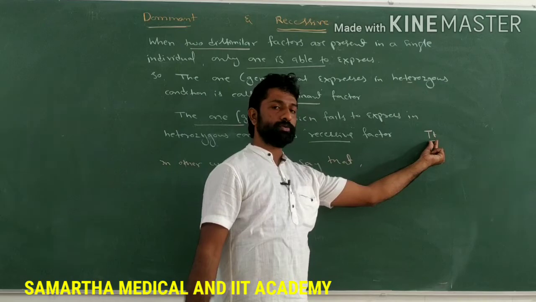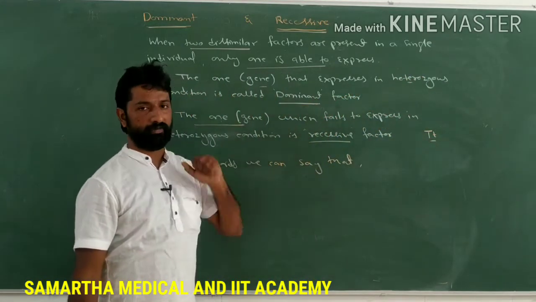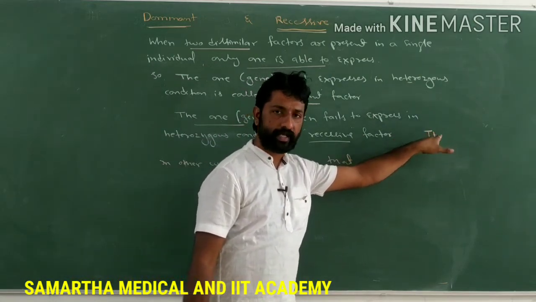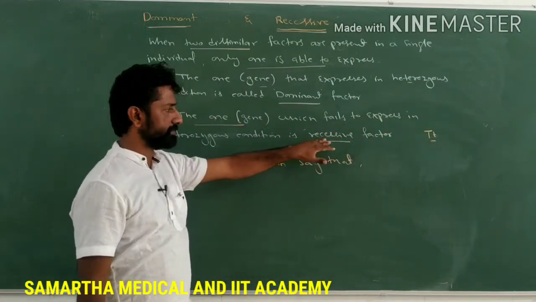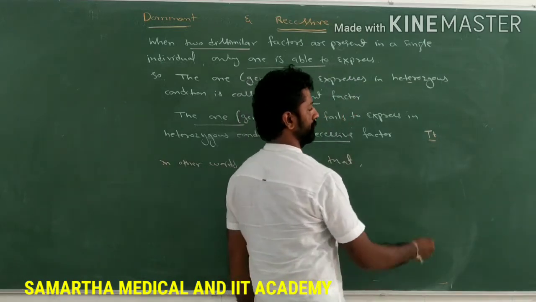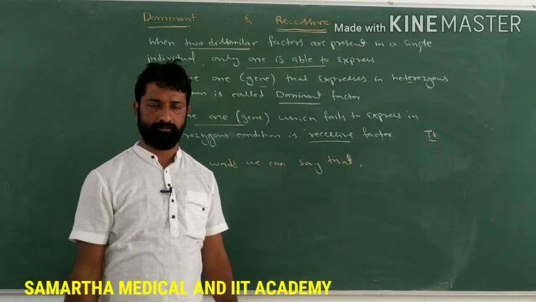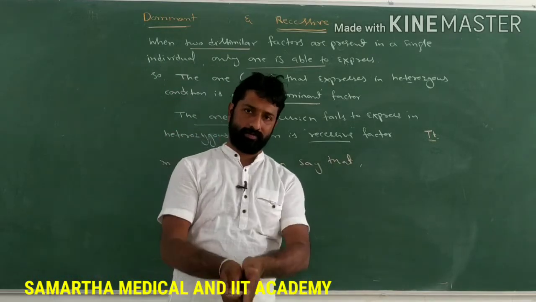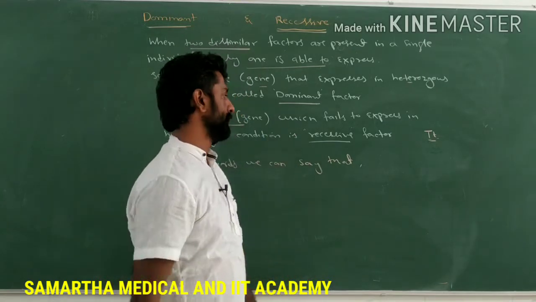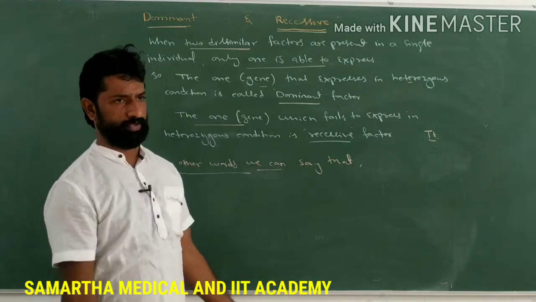In this way, the gene that gets expressed in the heterozygous condition we call the dominant gene or dominant factor. And the one which failed to express its character in heterozygous condition is called a recessive factor. So here the capital T denotes the dominant factor or dominant allele, and small t denotes the recessive factor. See, dominant and recessive can be applied to the heterozygous condition. Remember that.